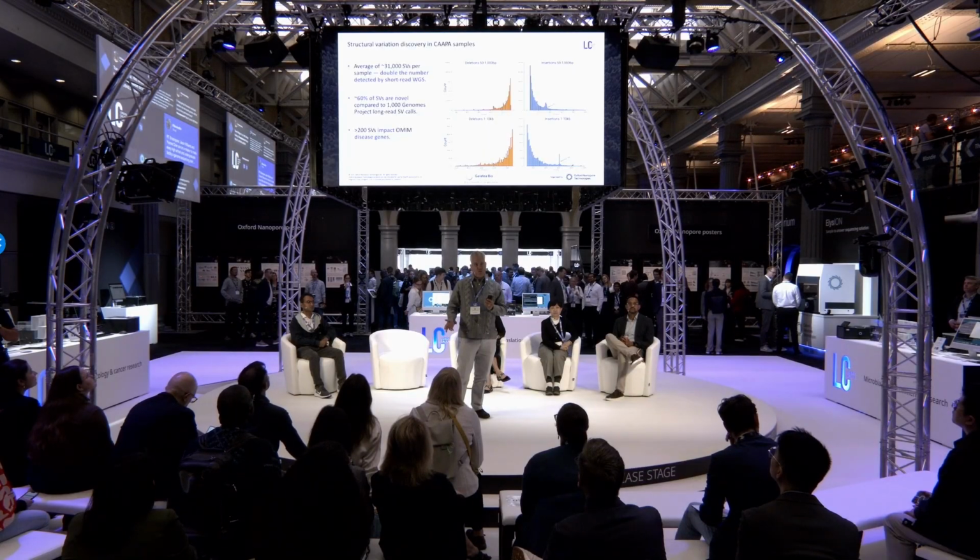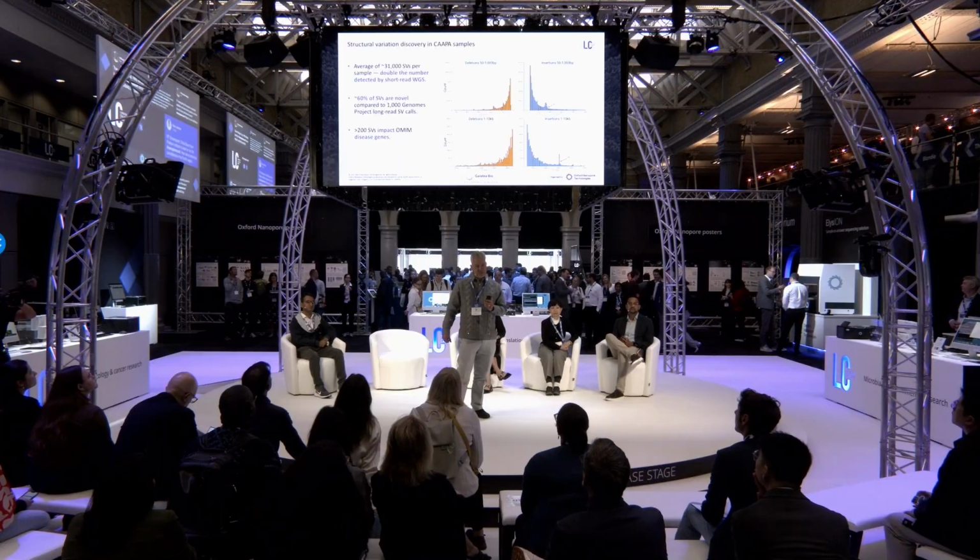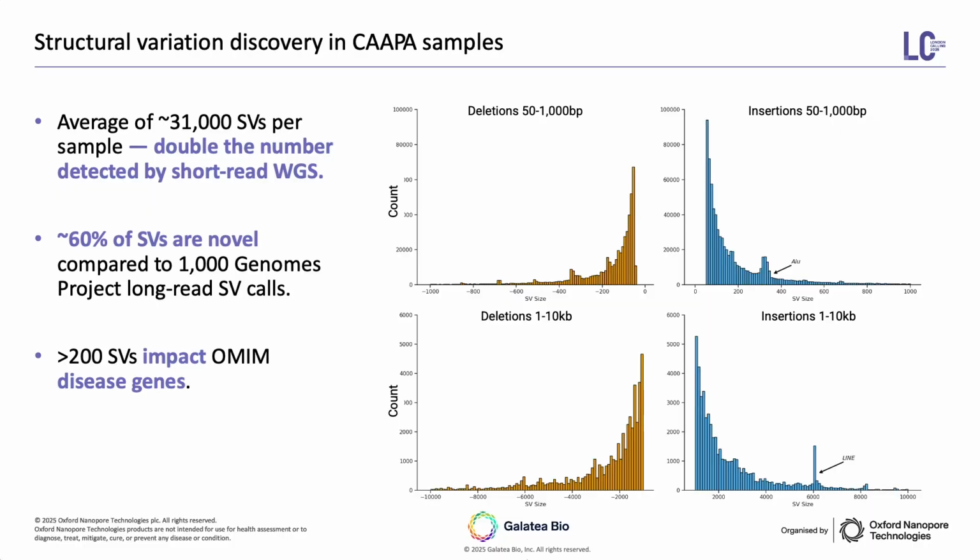So we think they will add significantly to these catalogs. We are able to discover about 31,000 structural variations per genome. This is almost double what you can get with short read. So there's an obvious advantage of using long read technology in these endeavors.